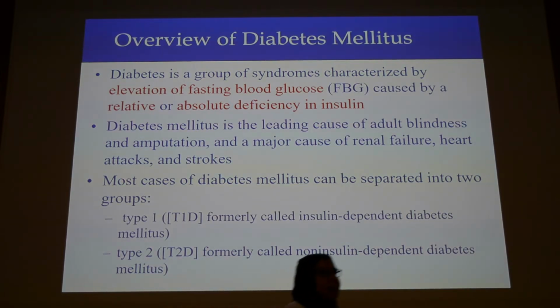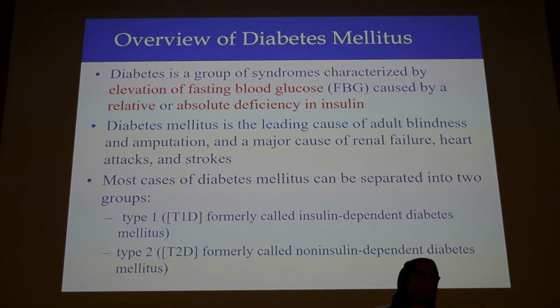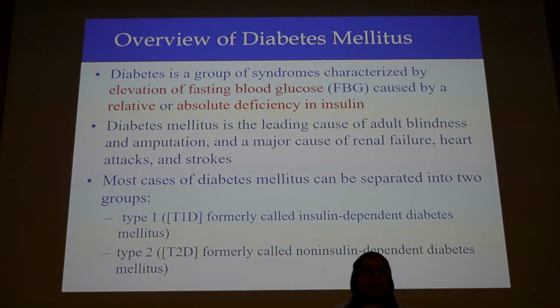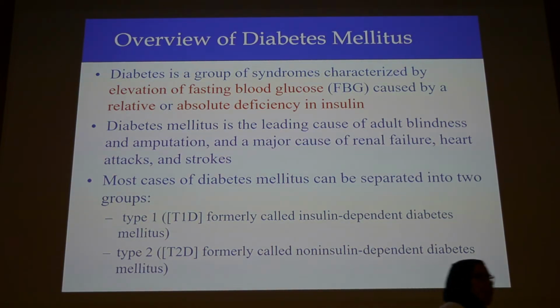Okay? How do we know this? From monozygotic twins, from identical twins. Okay? Which one can you prevent? Type 1 or type 2? Type 2. How can you prevent it?